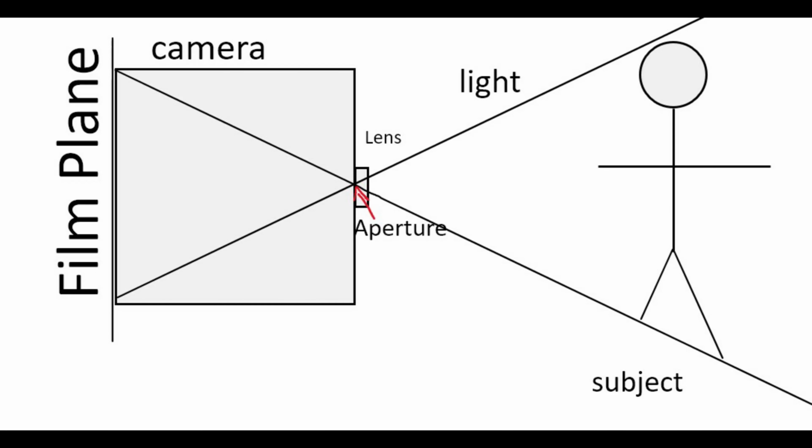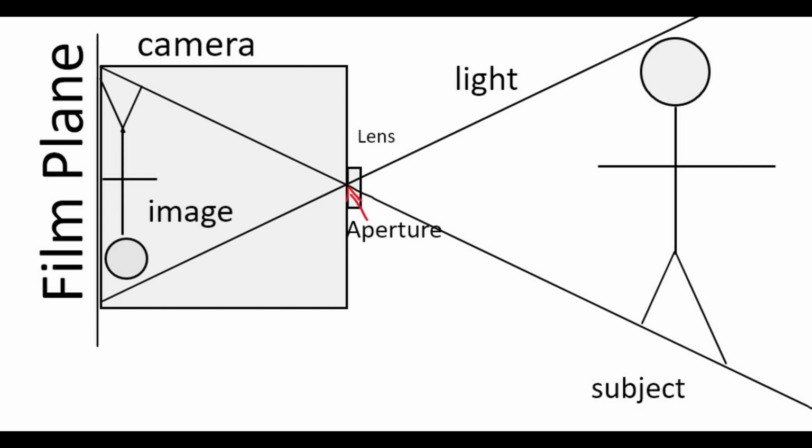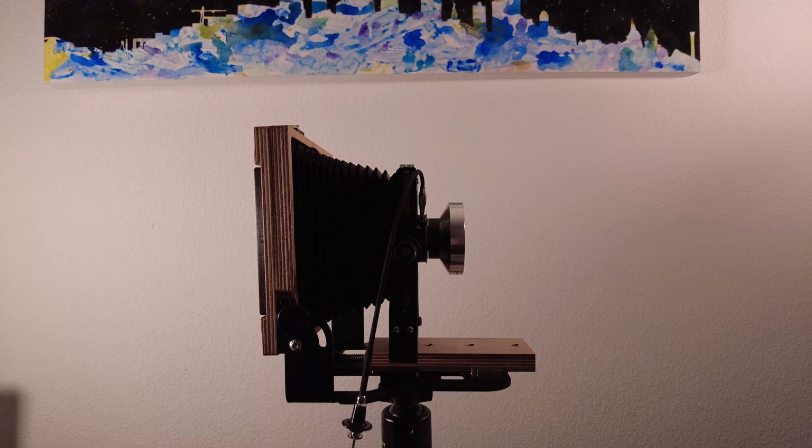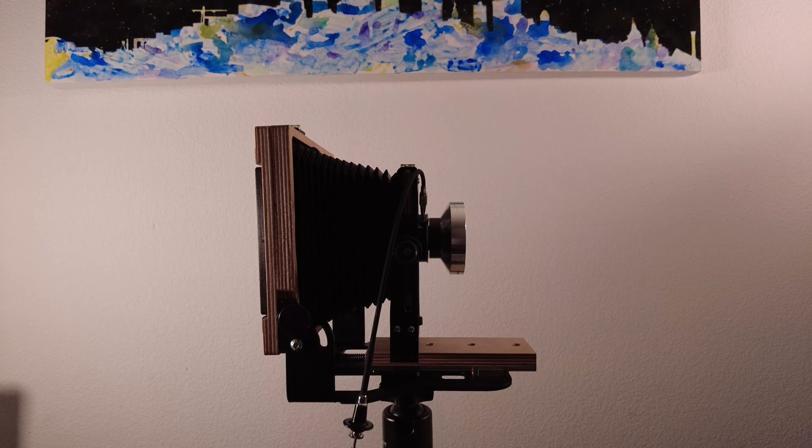Light reflects off of the subject and enters the camera via the lens and aperture and is projected onto the film plane. Due to the nature of light through an aperture, the image on the film plane is inverted. I will now show you different types of cameras and how they're the same.